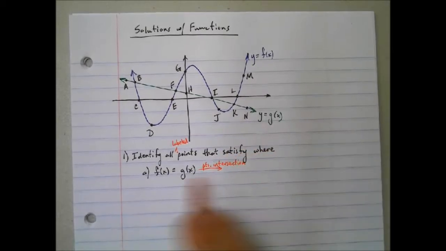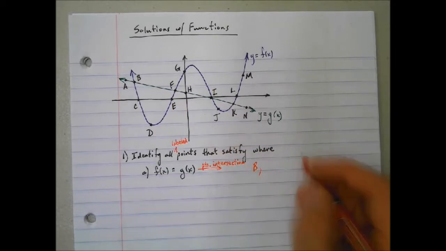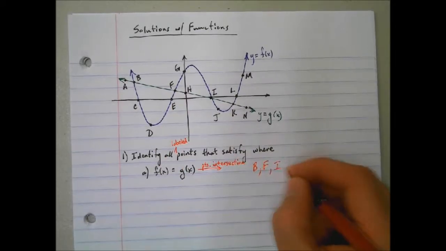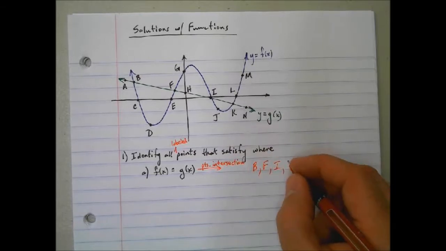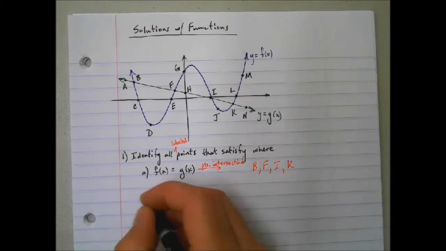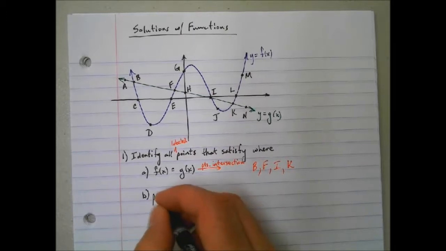So which points of intersection are labeled? Well, B is, and F, and I, and K. Okay, let's do points, labeled points, that is.